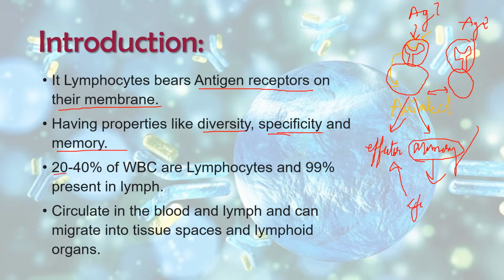20 to 40% of WBCs are lymphocytes, and in the lymph their number is 99%. Their number in our body is approximately 10 to the power 12, or trillions in number. Lymphocytes circulate in the blood and lymph and can migrate into tissue spaces and lymphoid organs.